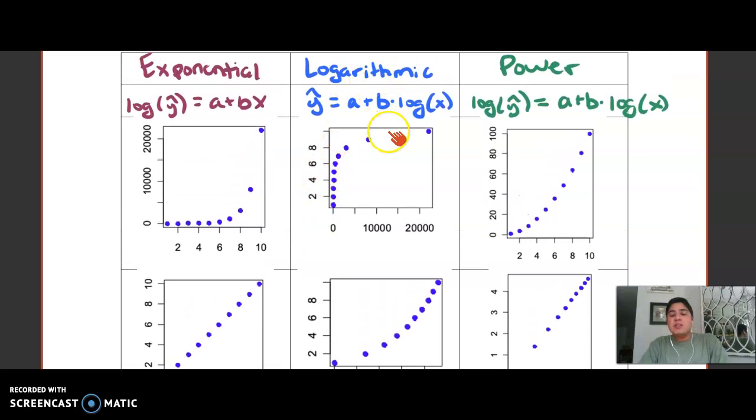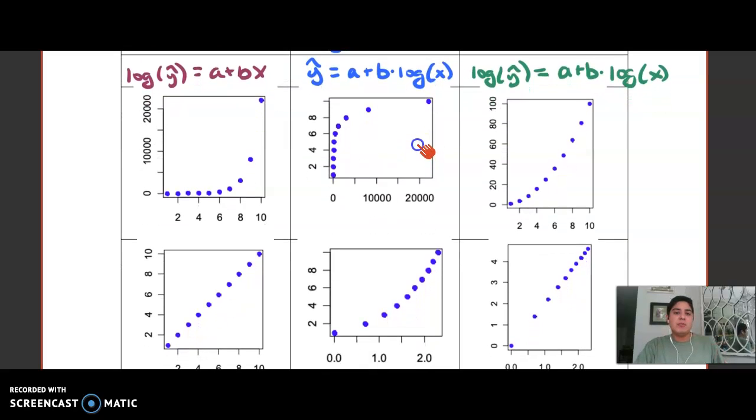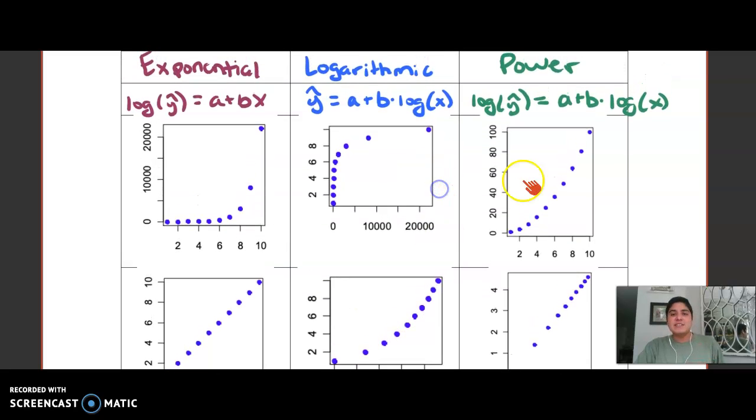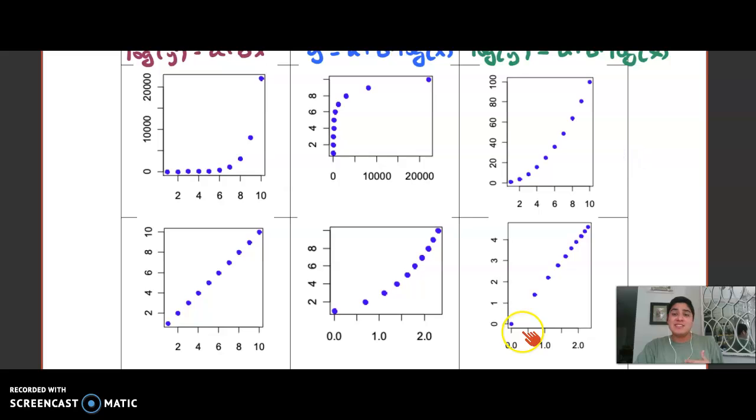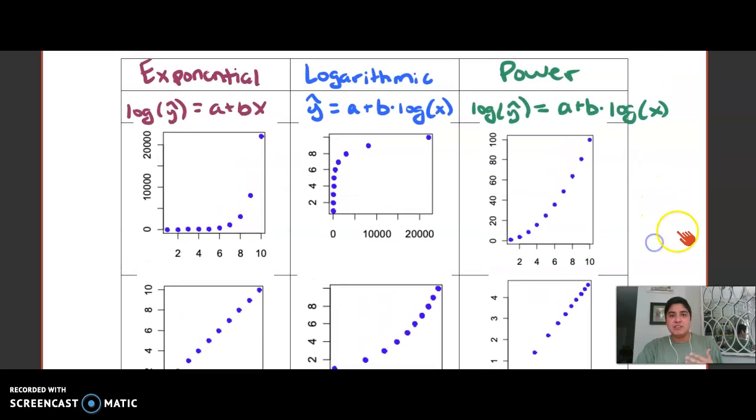Or you can have a logarithmic approach where you see that maybe you have this slow, gradual approach. So you take the log of the explanatory variable. You can still see there's slight curvature here, but it's a lot better than this extreme curvature. And then lastly, we have the power model, which is where you take the log of the predicted response and the log of the explanatory variable. And you can see that that's going to do a pretty good job of linearizing that.